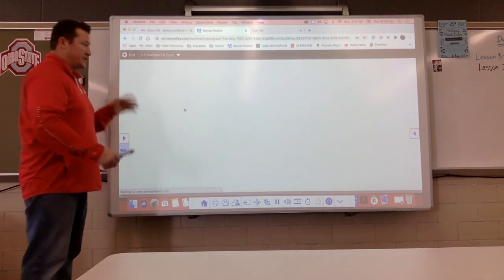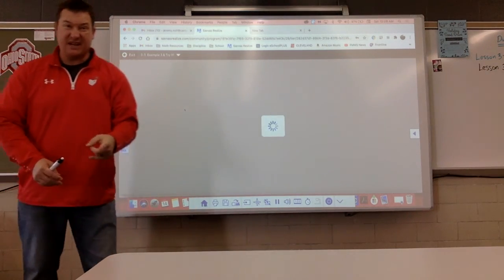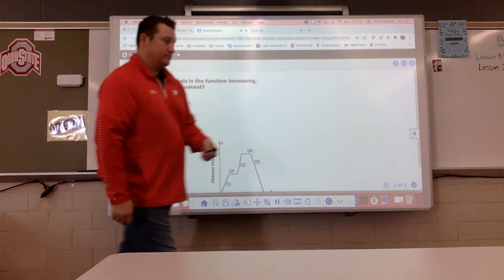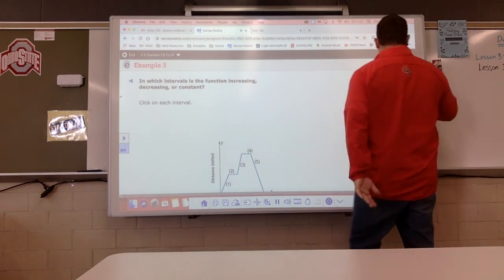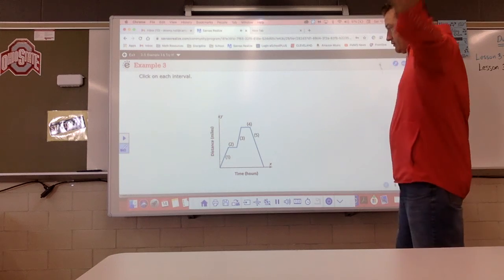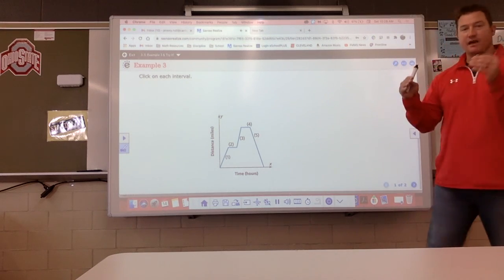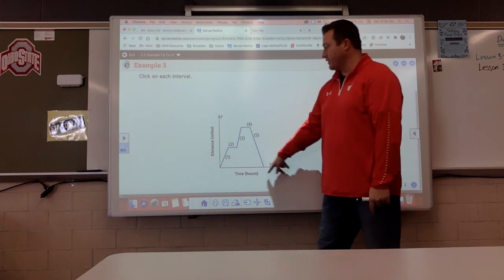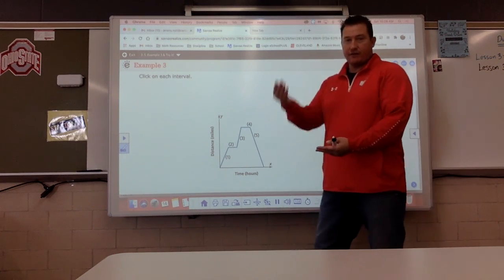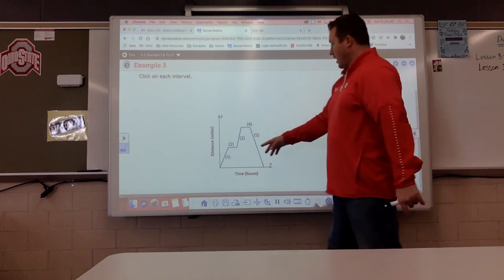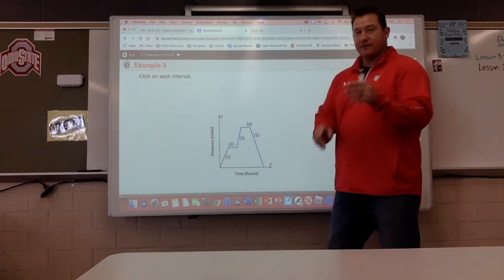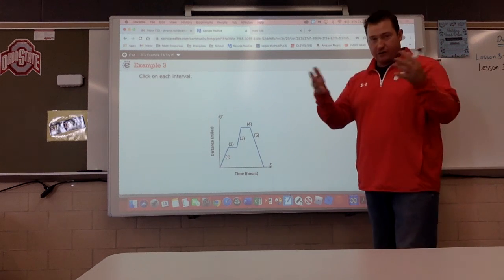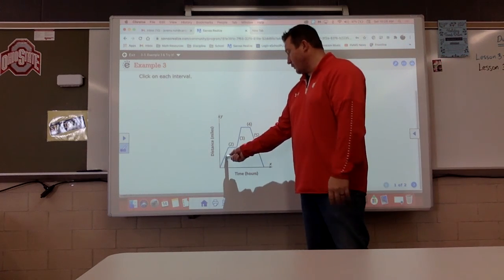Example 3. You guys ready for it? Maybe it's going to get really tough here. Okay, you guys think it's going to? In which intervals is the function increasing, decreasing, or constant? Who knows? Okay, so again, here's another qualitative graph, guys. Time increasing, distance. Again, if you're going up, it's increasing. So 1, 2, 3, 4, 5 different intervals. Again, we can easily just look for different slopes, and there's what we got.